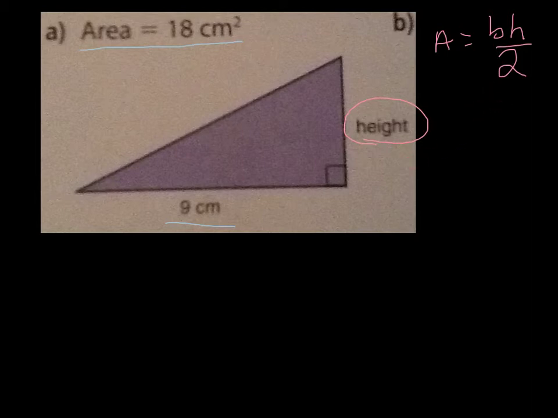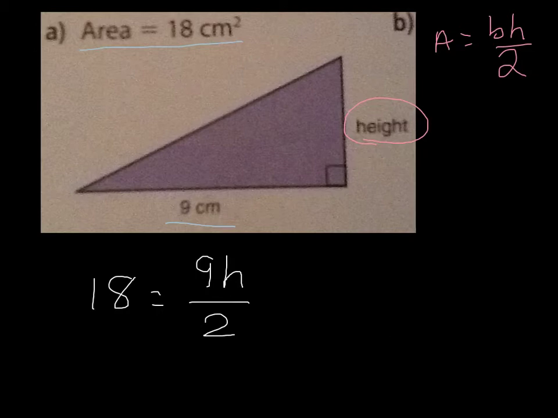So let's do that. My area, I know, is 18 centimeters squared, so I'm going to replace that with the A in my formula. I know that my base number is 9, so I'm going to replace my B in my formula with 9. But I still don't know what my H is, so I'm going to leave that as a variable because we're solving for that variable. If you recall back to Unit 6 when we did solving equations, that's going to come in handy now. So this is my equation that I'm going to use to solve for H.